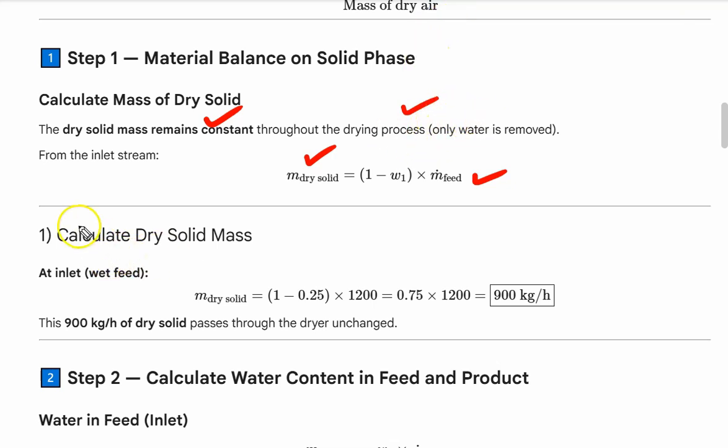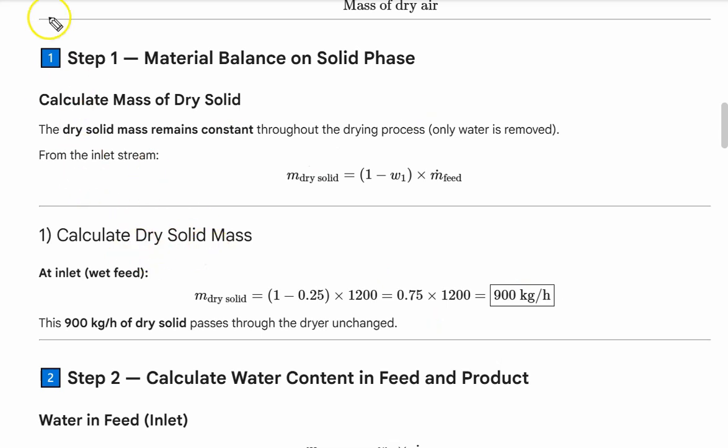So now calculate dry solid mass. At the inlet wet feed, mass of dry solid is equal to 1 minus 0.25 times 1200, so that is 0.75 times 1200, which is 900 kg. So we got the dry solid, 900 kg per hour. This 900 kg per hour of dry solid passes through the dryer unchanged. So this is fixed, and based on this we will calculate other things.